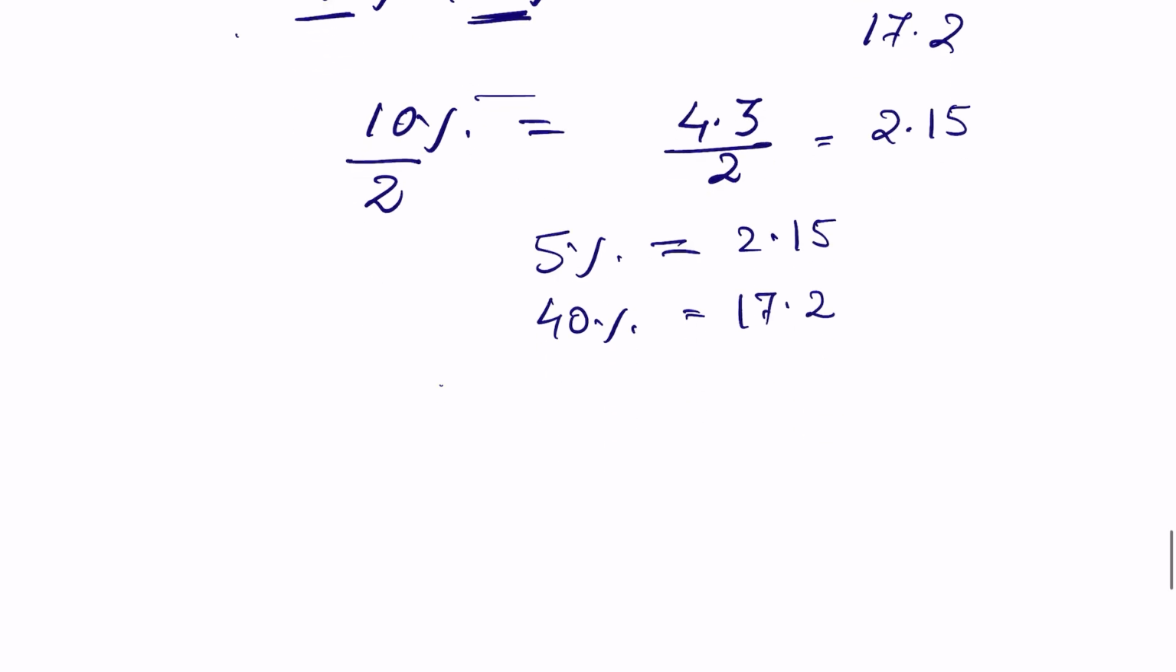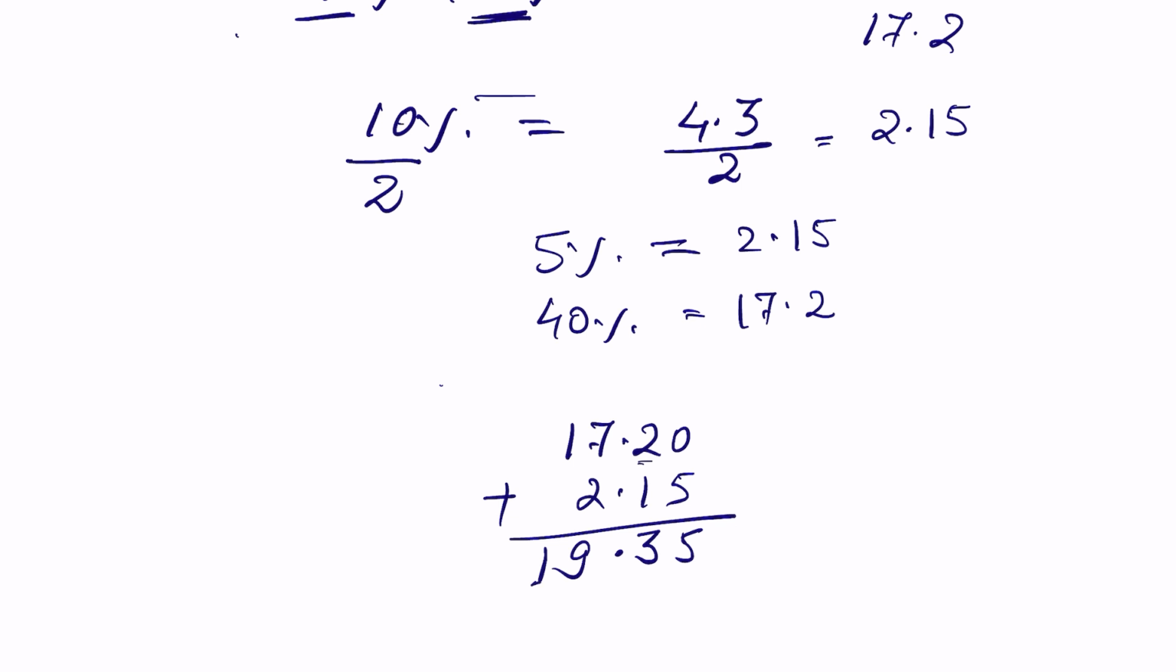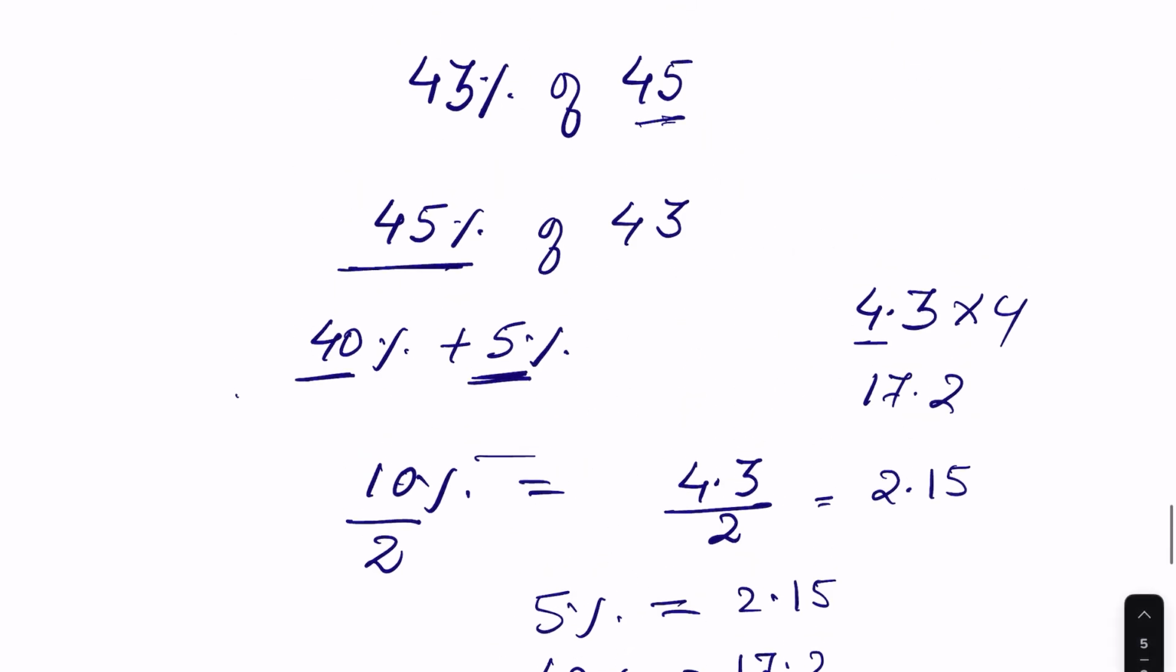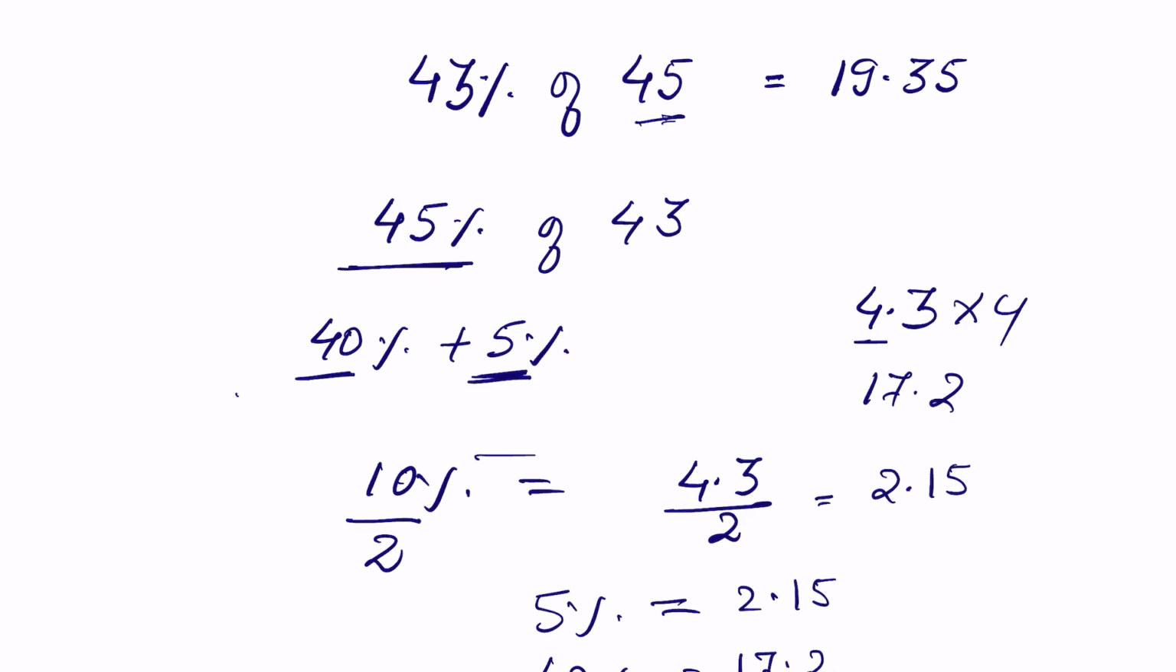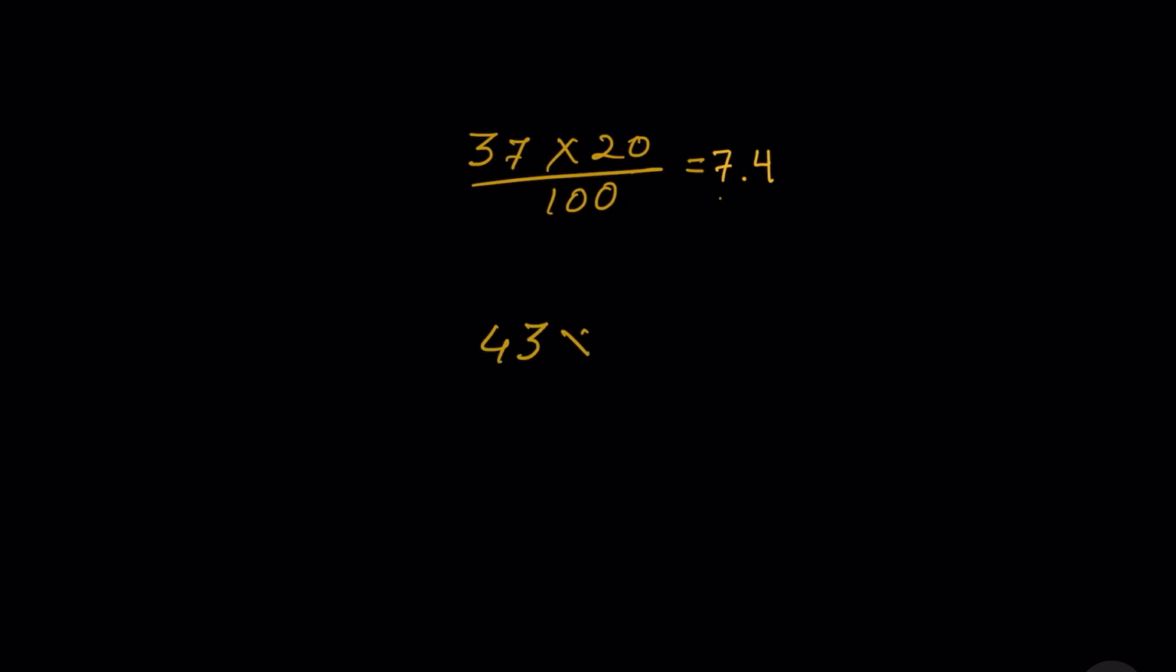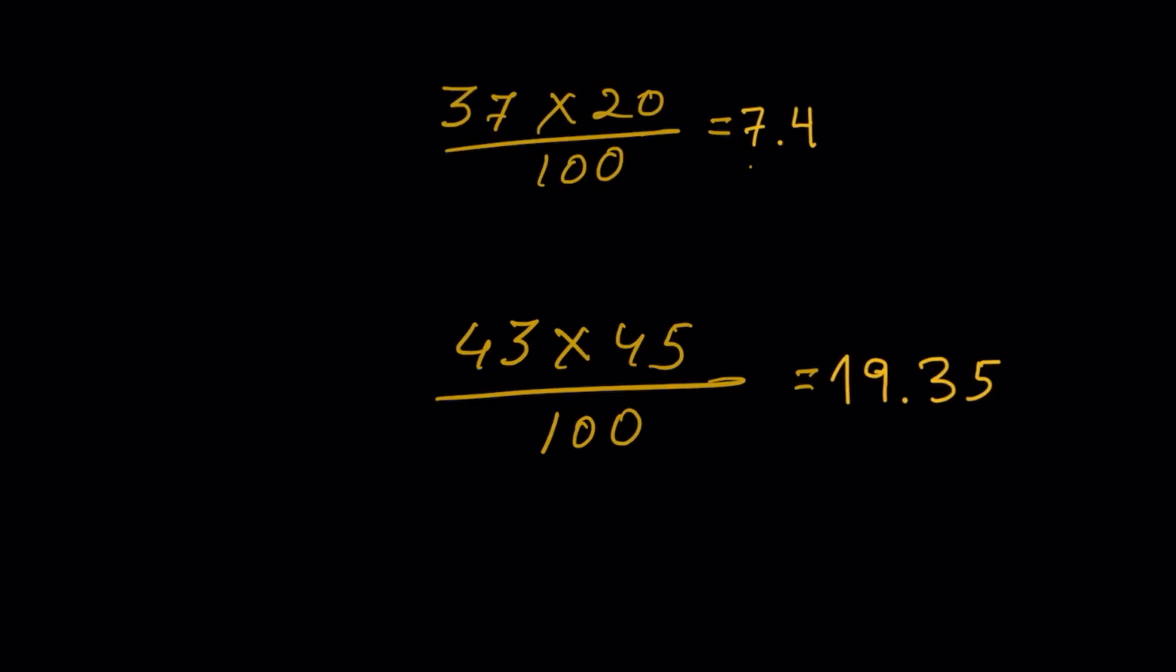45%, that means we have to add it. So 17.2 plus 2.15. We have to match the decimals and then add. Since there is only one digit, we can write 0 here. So now it is 5. 2 plus 1 is 3. Decimal, 19.35. So 43% of 45 is 19.35. Let's check in the calculator. 43% of 45 means 43 times 45 upon 100. It is equal to 19.35.